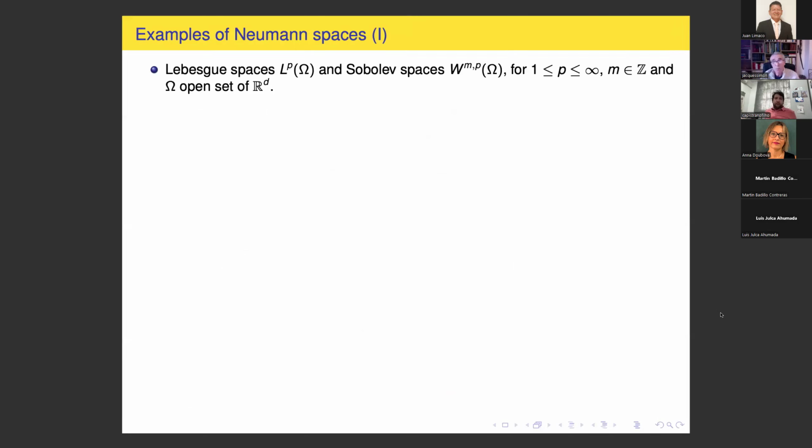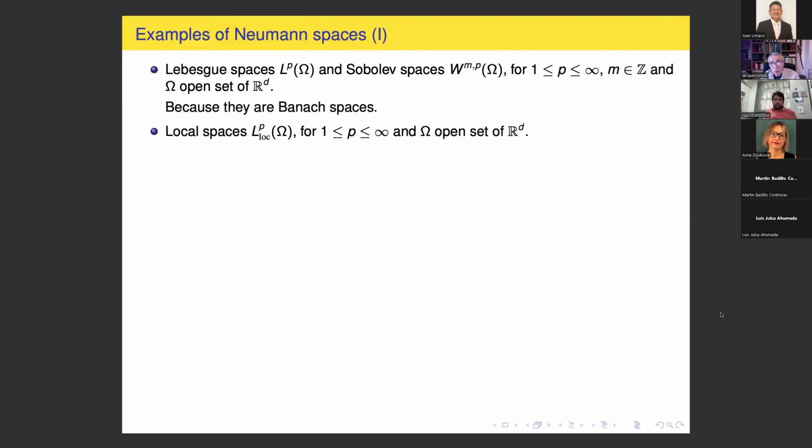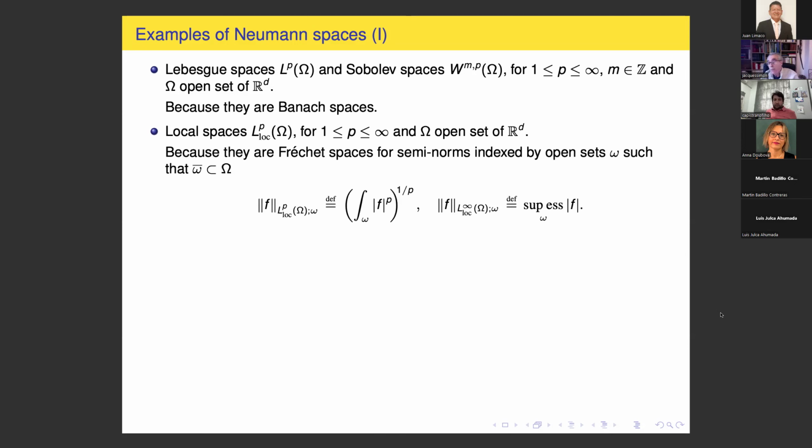The first Neumann spaces are the LP space and W, the Lebesgue space and the Sobolev space, which are Neumann spaces because every Banach space is a Neumann space. The local spaces LP loc are again Neumann spaces because they are Fréchet spaces for these seminorms. And every Fréchet space is a Neumann space.